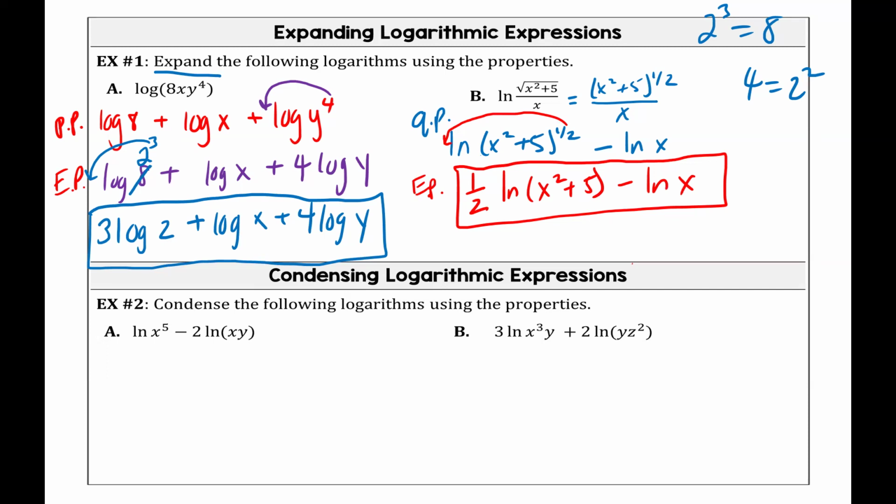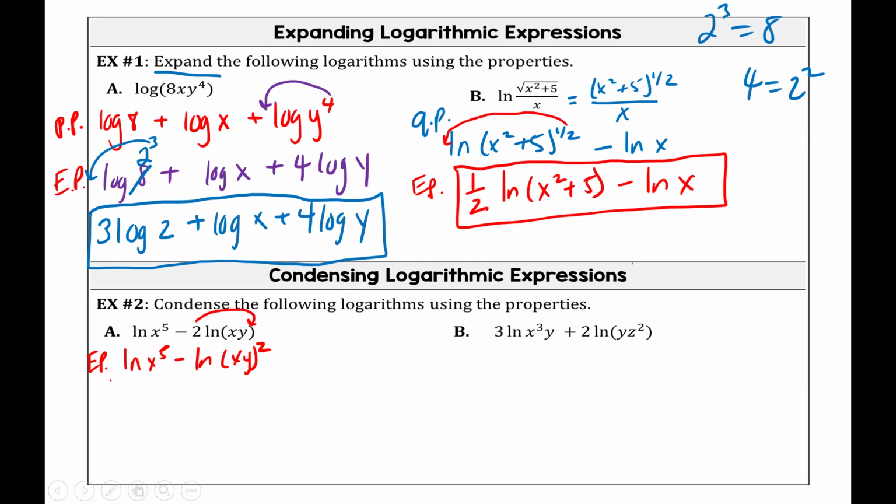All right. So here, we have natural log of x to the 5 minus 2 natural log xy. You're going to go backwards. So the first thing you want to ask yourself, are there any exponent power properties that I can adjust? That one's good, but it's okay to just put it together because I'm trying to condense. So then this is going to become the natural log of x to the 5 minus the natural log of xy squared.